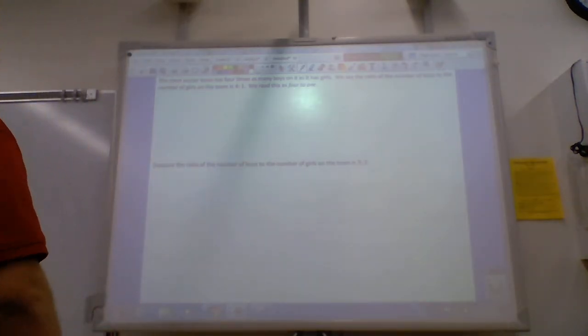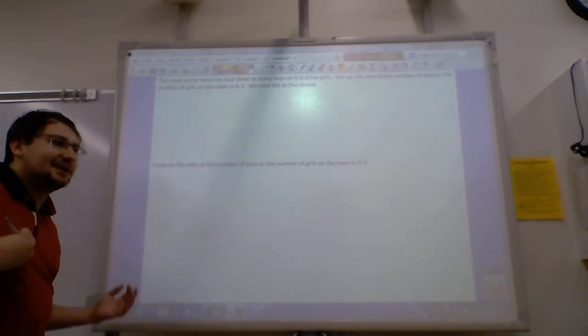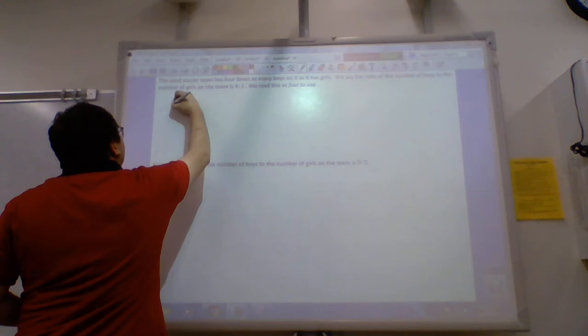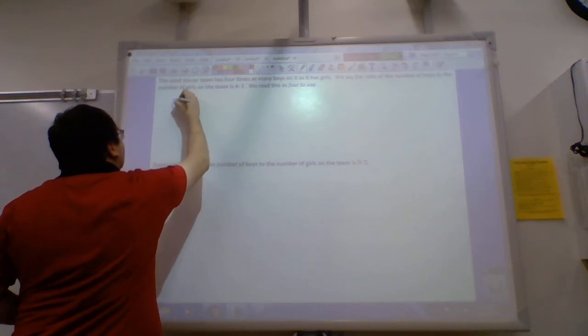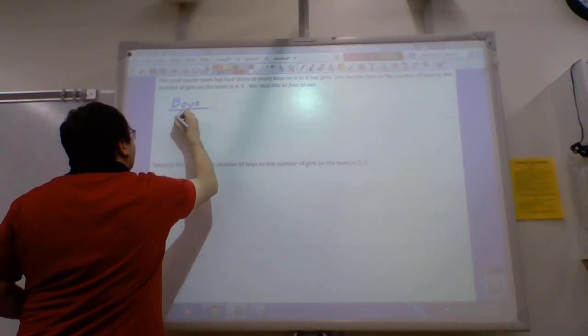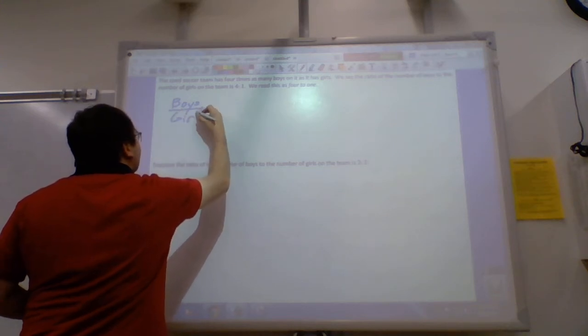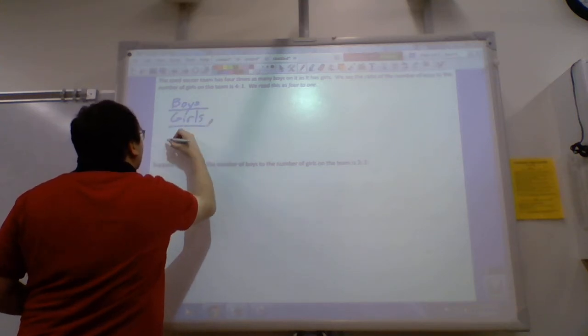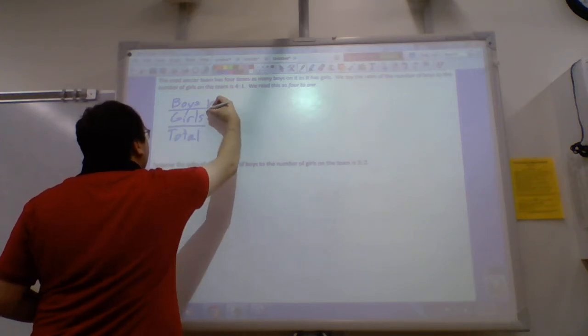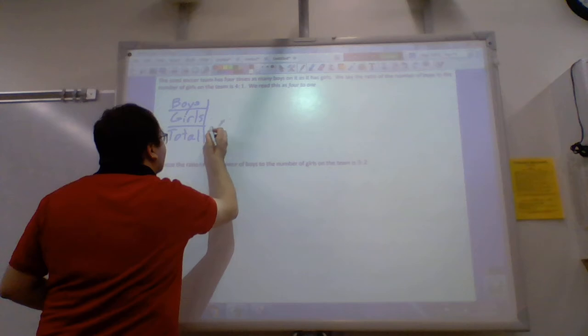Well, let's make a table just like we did before. We'll put boys here, and we'll put girls here. And we're also going to do one more: we're going to have a total for the total number of kids on this team.